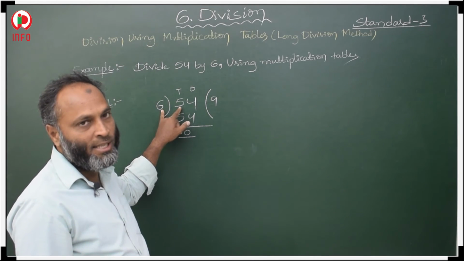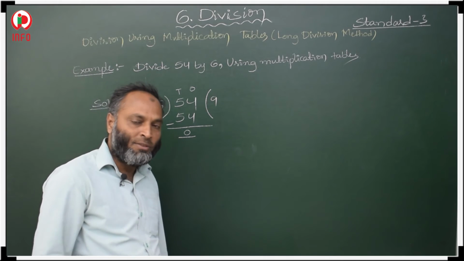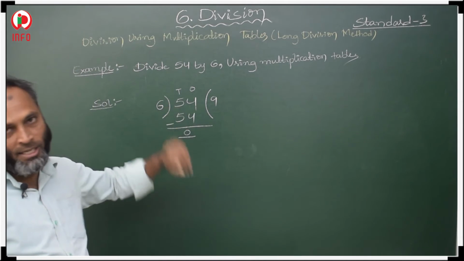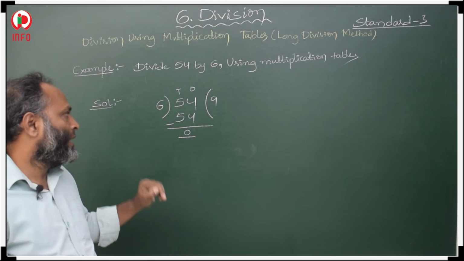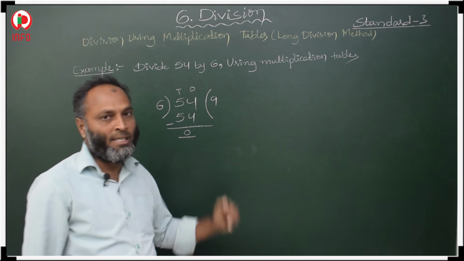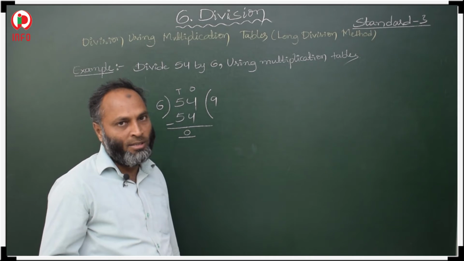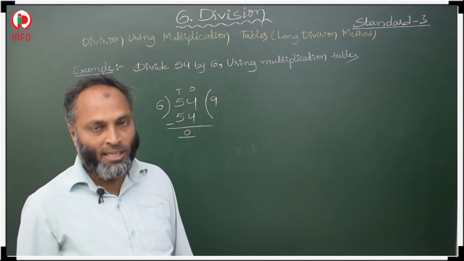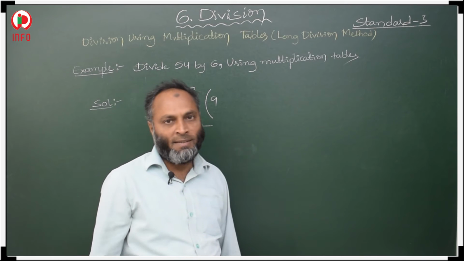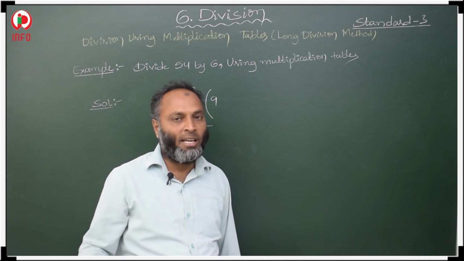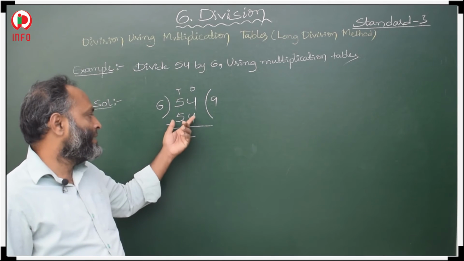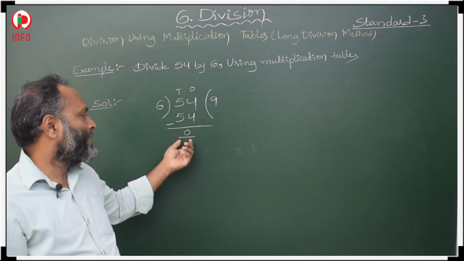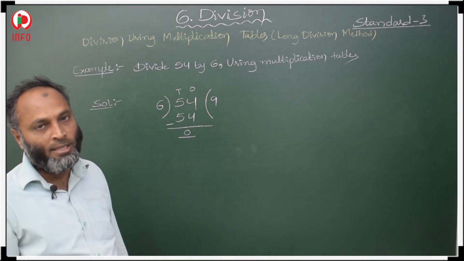Now, you compare the extreme left digit with this number. Then 5 is less than this 6. That is why we have to take 2 digits at a time. So, we take 54 at a time. Now, we have to check where we will get 54 in the 6 table. Read your 6 table. No need to write 6 1s are 6, 6 2s are. Start from 6 5s are 30, 6 6s are 36, 6 7s are 42, 6 8s are 48, 6 9s are 54. Exactly we are getting 54. Then you take 54 and subtract. Same number minus same number is 0.